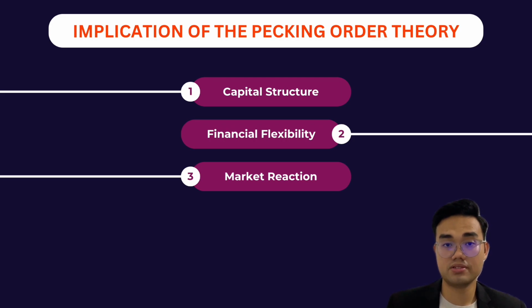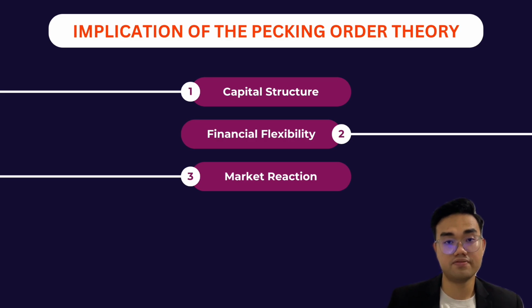Next, the implications of the pecking order theory. The first one is capital structure. Firms with ample internal funds will have low levels of debt and equity issuance, while firms with insufficient internal funds will resort to debt financing before considering equity financing.